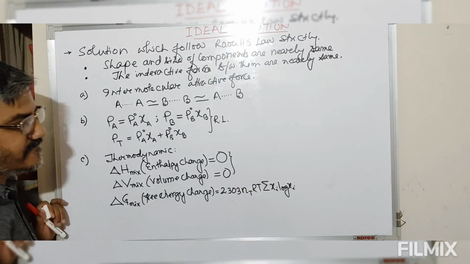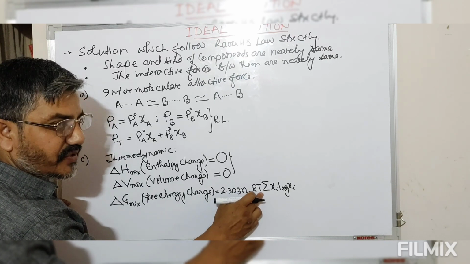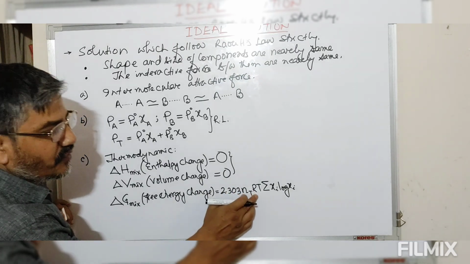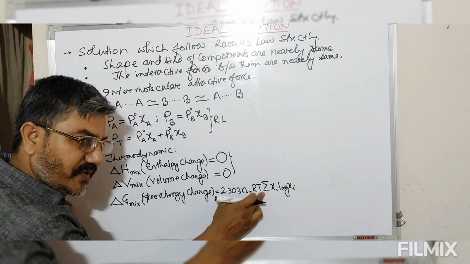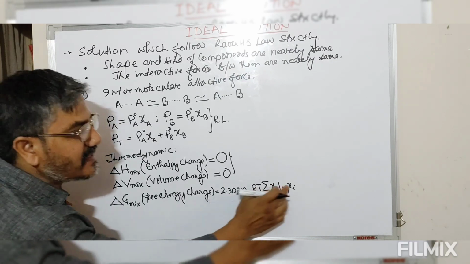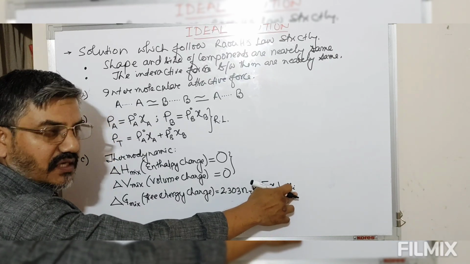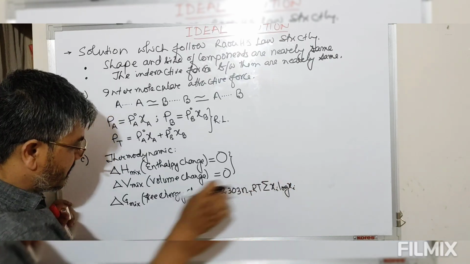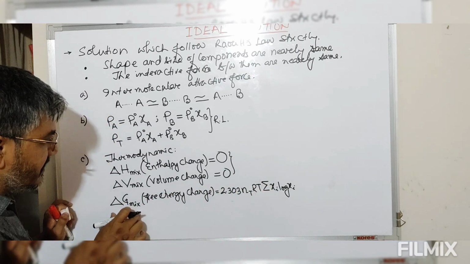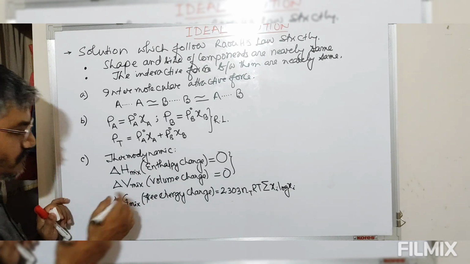Now look at this. N is the total number of moles, R is the gas constant, T is the temperature at which the solution is being prepared. Now R is a positive quantity, T is a positive quantity, total number of moles is a positive quantity, but since the mole fraction is less than 1, log of something less than 1 is always negative. That means this delta G mixing is negative. So since delta G of mixing is negative, the process is known as spontaneous mixing.